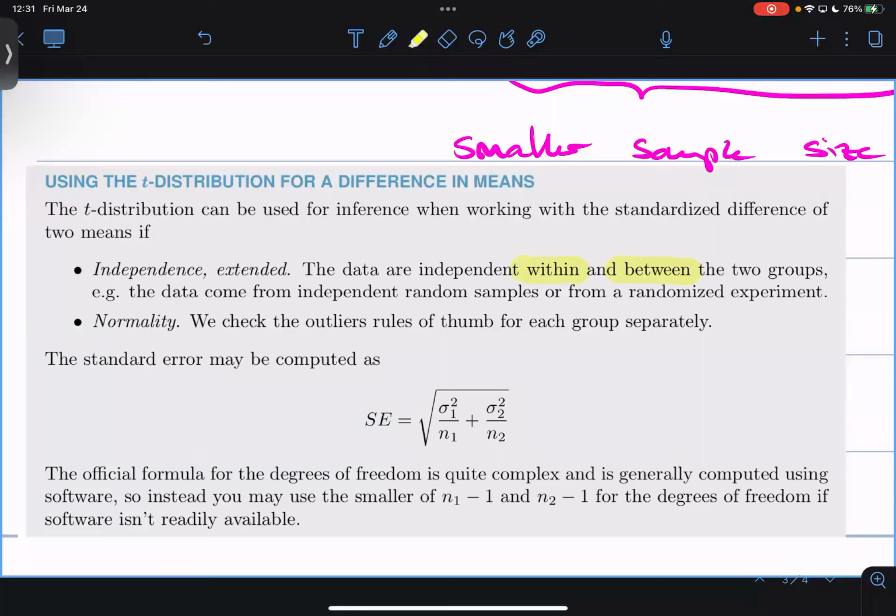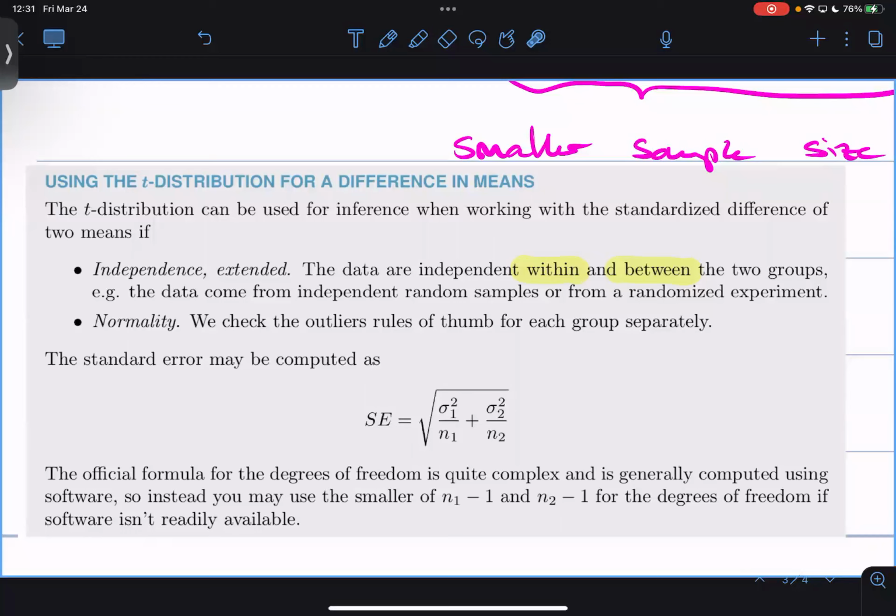Which we can really just check by saying that the data come from two random samples usually, or a randomized experiment. And then the normality condition, you're going to check it for both groups individually. Remember, the sample sizes can be different, so you want to check it for both. You can still, in theory, make a histogram of group 1 and a histogram of group 2, and make sure that they're approximately normal if the sample size is less than 30. Otherwise, if it's 30 or more, you just go for it.